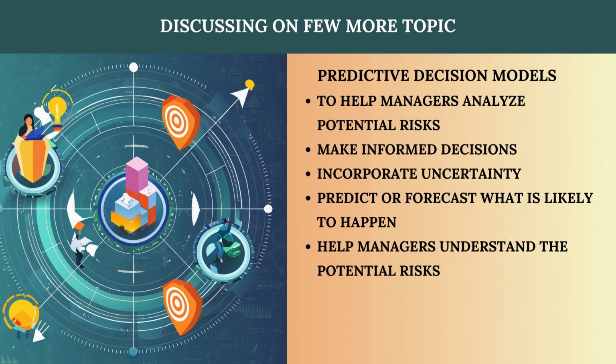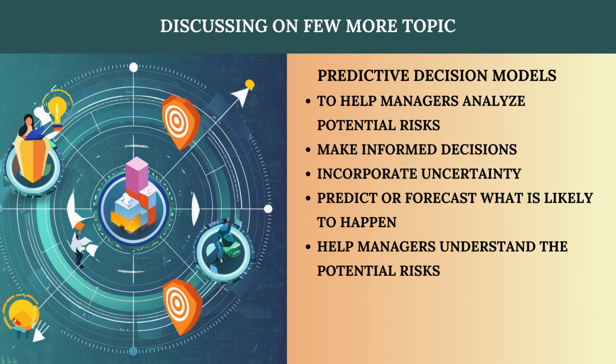Let us conclude today's lecture by discussing the topic of decision models. Predictive decision models are tools used to help managers analyze potential risks and make informed decisions about the future. These models incorporate uncertainty, which means they acknowledge that we do not have perfect knowledge about what will happen in the future. The goal of predictive decision models is to predict or forecast what is likely to happen in the future based on the available information and data.